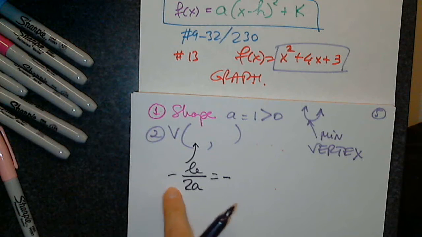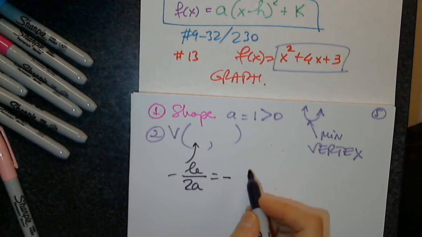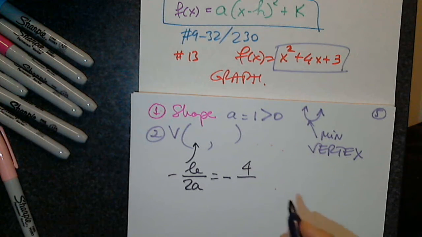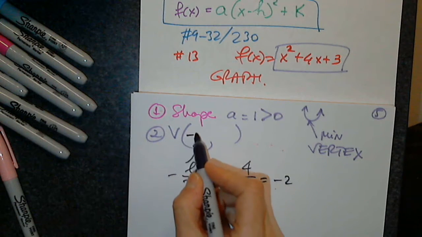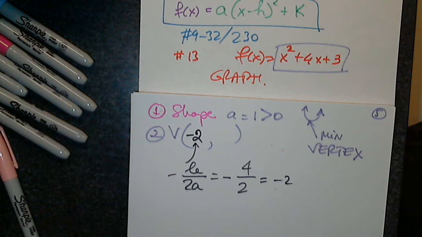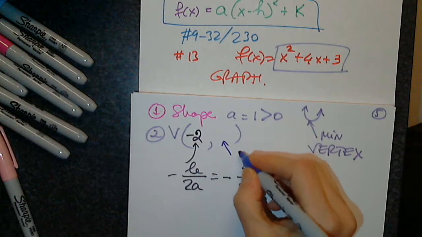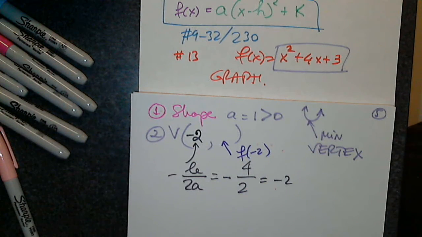Negative stays outside. What is b? 4. Over 2 times a. And the answer is? Negative 2. Very good. So I have the x-coordinate of the vertex. Now I know everyone is with me. Good. How do I find the y-coordinate of the vertex? Thank you. So this number must be f of negative 2.